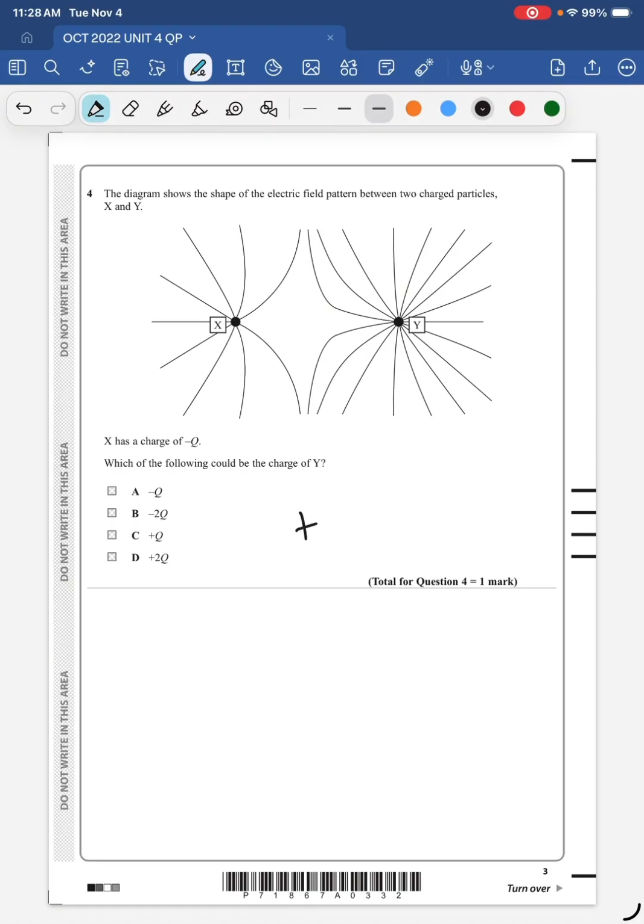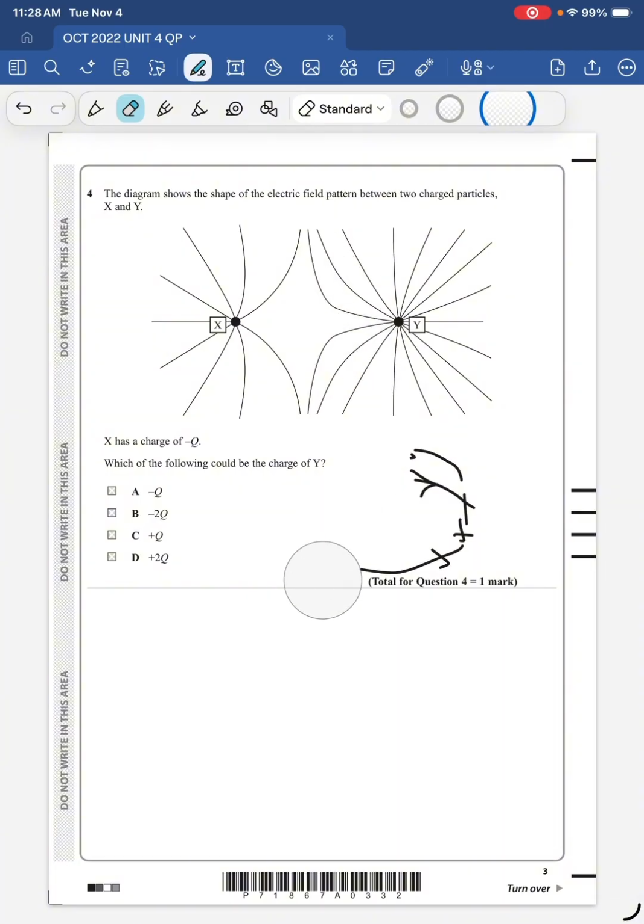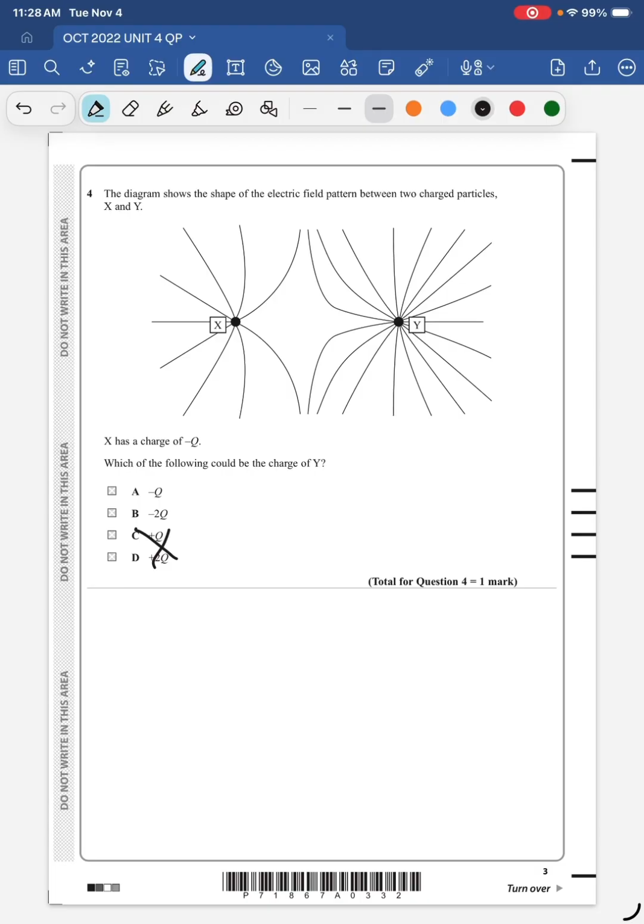Because for negative and positive, if Y was positive, the lines would look like this. They would close. But now the lines repel, which means that we have a negative charge for Y. So immediately we eliminate these two options. Now you see that the lines around here are denser compared to here, so therefore there must be more charge on Y. So B is the only possible answer. Simple as that.